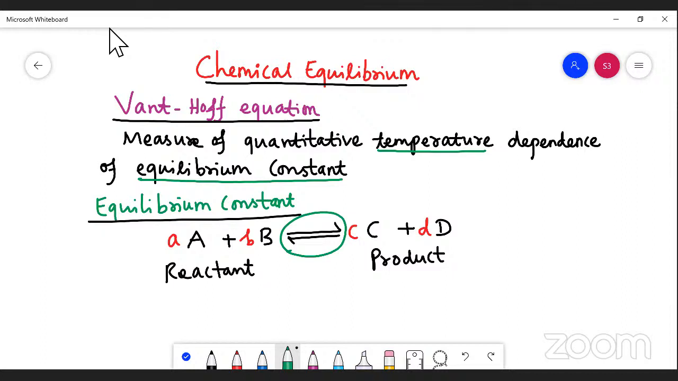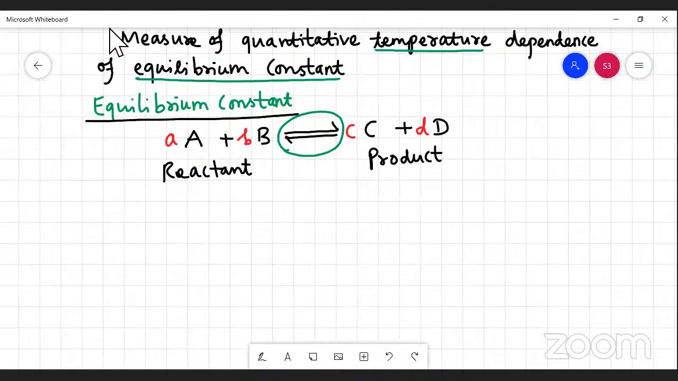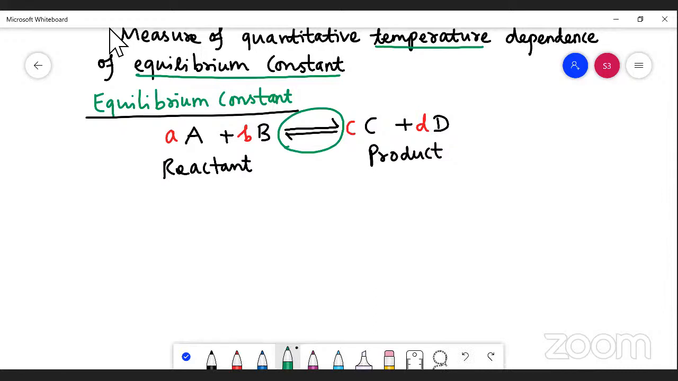From that I am going to explain what is called the equilibrium constant. So what is the equilibrium constant? We can represent the equilibrium constant with the letter K. This is only called the equilibrium constant.